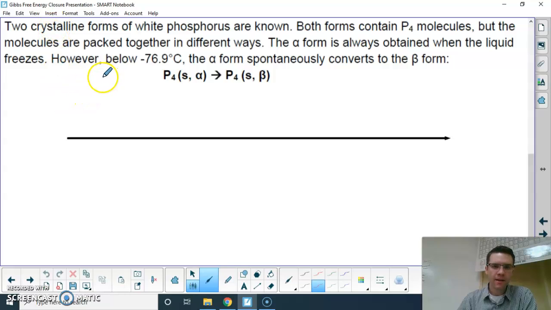If you haven't tried this one, two crystalline forms of white phosphorus are known. Both forms contain P4 molecules, but the molecules are packed together in different ways. The alpha form, that's this one right here, is always obtained when the liquid freezes. So it goes from liquid to solid, we're going to have all alpha. However, below negative 76.9 degrees Celsius, the alpha form spontaneously converts to the beta form. What does that mean? That means this process, alpha converting to beta, is spontaneous below negative 76.9 degrees Celsius.